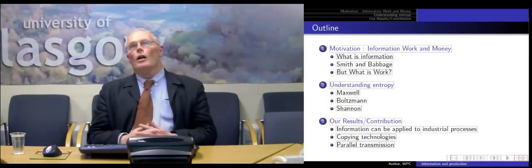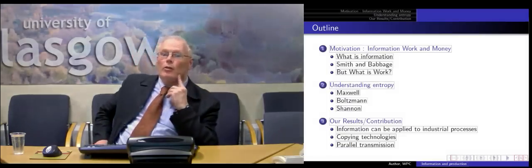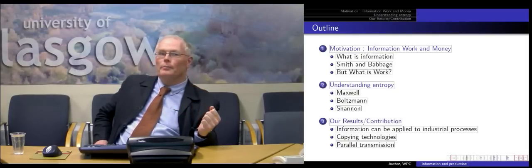Okay. This is an outline of what I'm going to be talking about. I'm going to be talking about why we're interested in the idea of entropy and work, where these ideas came from. I'll be looking from Smith to Babbage to Marx, asking what work is or what labour is. I'll then argue that a key to this is understanding the idea of entropy, which will follow from the ideas of Maxwell through those of Boltzmann to the ideas of Shannon. And at the end, we'll be looking at how these concepts can be applied to understanding mass production processes in the capitalist economy.